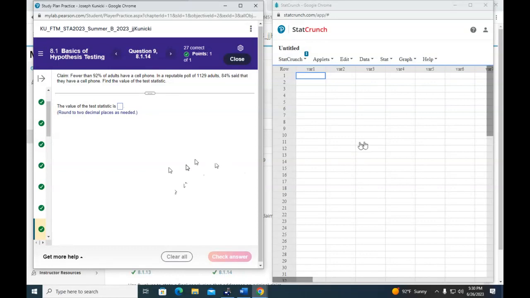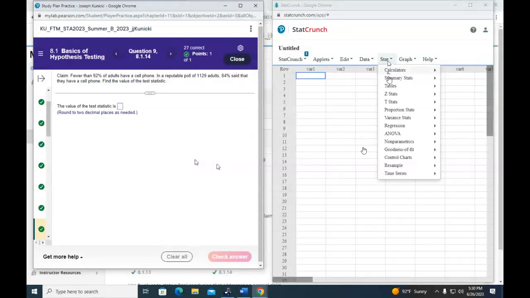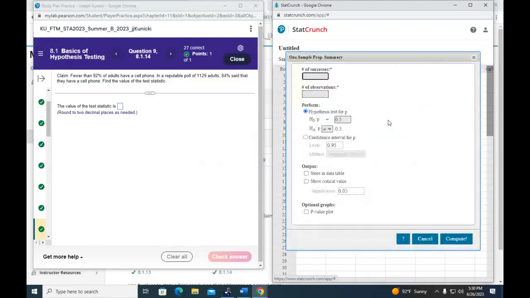So it says find the test statistic. So this is how we would normally do it. We do Stat, Proportion Stat, One Sample with summary. Number of successes. Okay, so that's 0.84. Rather than me do it, I'm gonna let them do it. It's 84% of 1129. And 1129 is the number of observations. And p is 0.92. That's the claim, 0.92. And it's fewer than, so it's a left tail test. Less. The claim is in the alternative, because it says fewer than 92%.